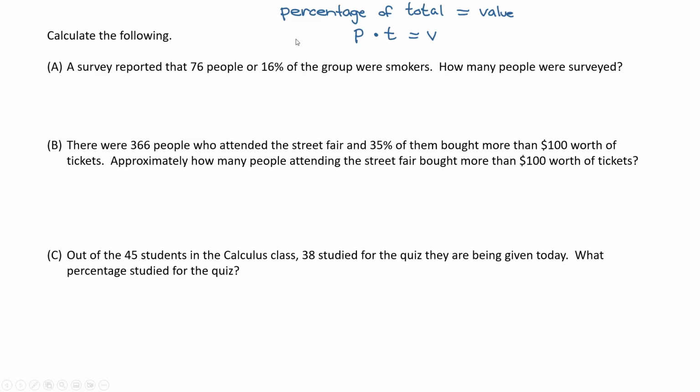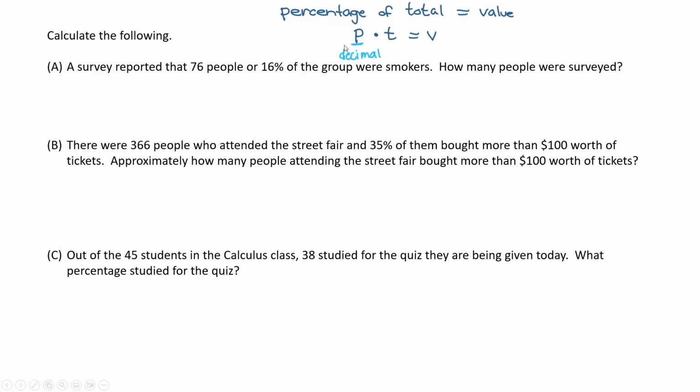So you have to try to figure out, in any problem, which of these you're being given. You can set it up into this format and then solve appropriately. So for here, a survey reported that 76 people, or 16%. So you're told that 76 people is this 16%. So this is the value of the percentage. You were asked how many people were surveyed. You're looking for the original total.